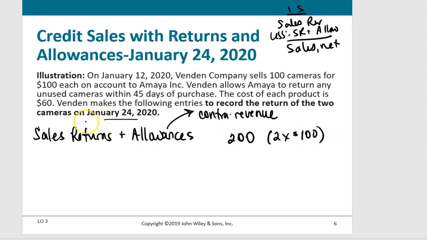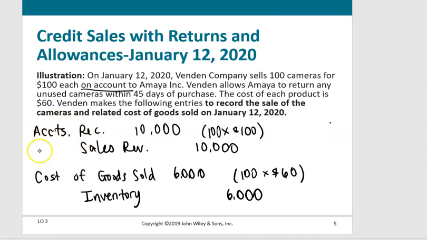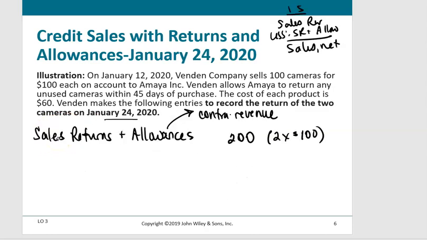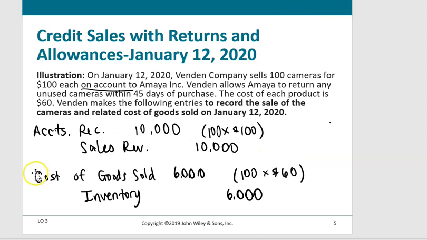And since the customer returned, what we're doing is essentially undoing part of this entry here. Instead of just debiting sales revenue, we're debiting the contra sales revenue account, sales returns and allowances, and then we're also going to take off the accounts receivable. So the other side of this entry is going to be a credit to accounts receivable for 200.